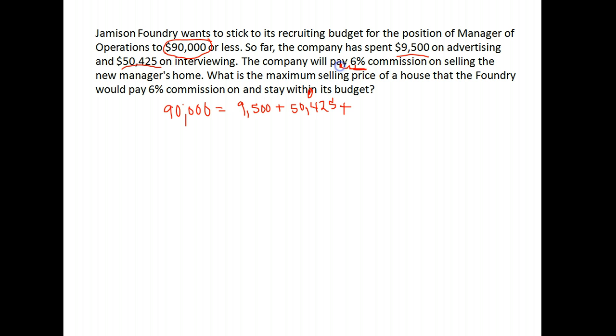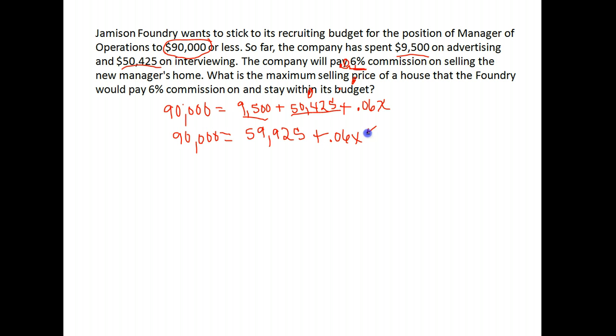So again, move the decimal 2 places to the left so we can use that 6%. We get 0.06 times whatever the house sells for. We're going to call that x because that's what we don't know. Go ahead and combine your like terms. So the 9,500 plus 50,425 gives us $59,925 plus 0.06x, and it's all equal to 90,000.